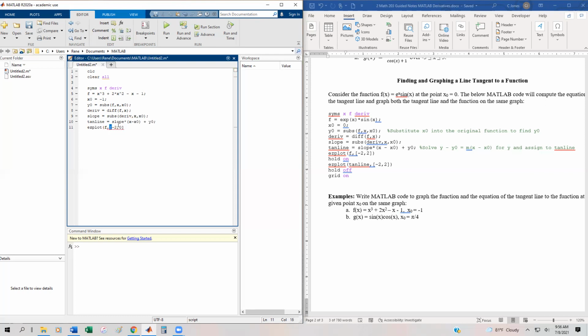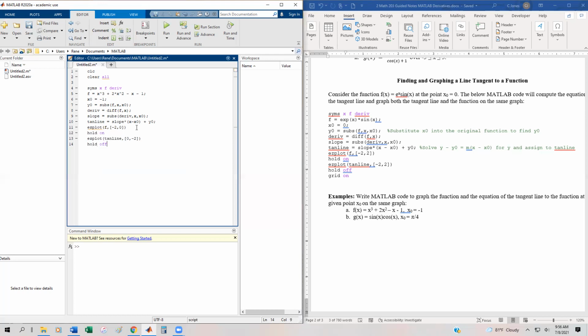You don't have to put a domain in, but this might be beneficial for being able to view what's going on around that point. I'm going to turn hold on, and I'm going to do an ezplot of the tangent line at the exact same interval, -2 to 0. And I'm going to turn my hold off.